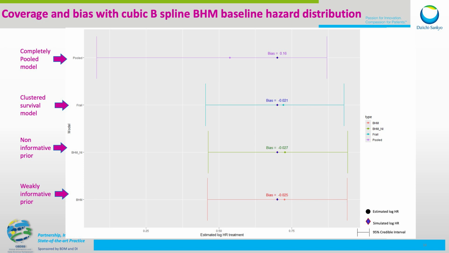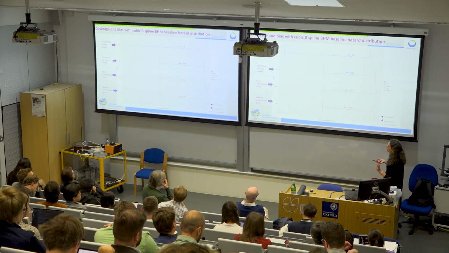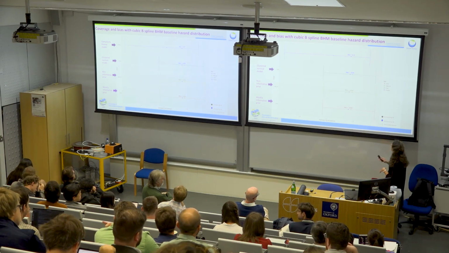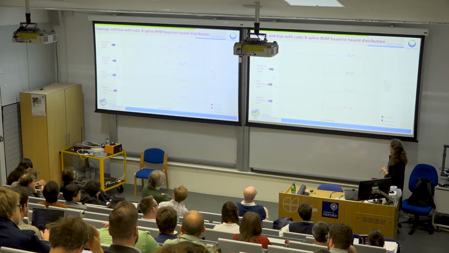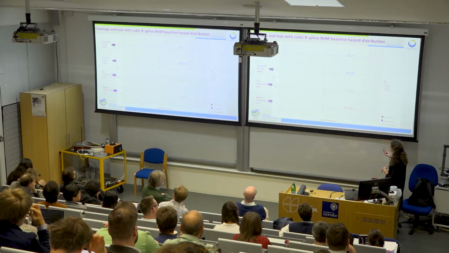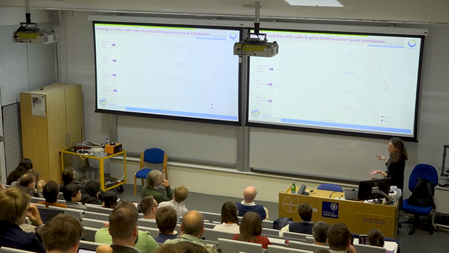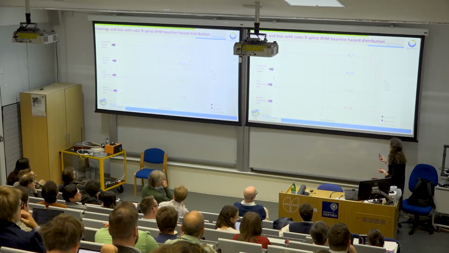So the first thing to note is that the 2 BHM models in the green and the red at the bottom compared very favorably with our clustered survival model, which was good to see. But in addition, you see there isn't really much of a difference in your treatment effect estimates between the 2 BHM models, whether you have weakly informative priors or weak priors. But really the headline message for our stakeholders here was that if you compare the BHM models to the completely pooled model, you have much higher bias for the completely pooled model and much wider credible intervals.